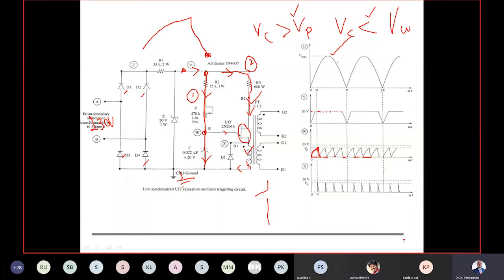Correct? Off. So thereafter the UJT will be turned off. Further current won't flow there. That's why we get these types of pulses, which are nothing but the discharging area of the capacitor, correct? Discharging area of the capacitor.